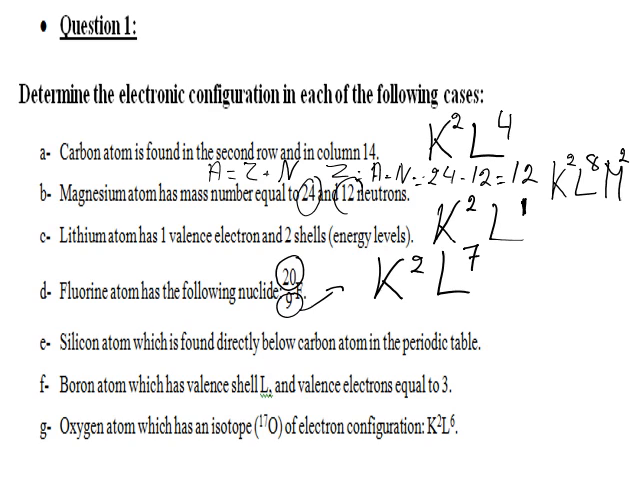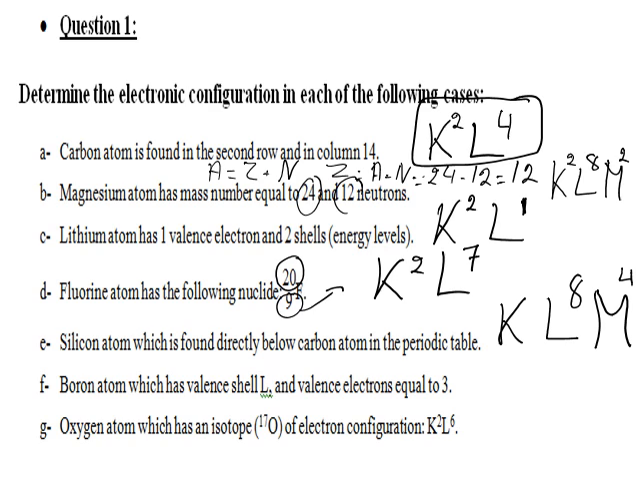Silicon atom, which is found directly below carbon atom in the periodic table. Below carbon atom in the periodic table, they have the same group. They have one more electron shell or energy level. So it's K, L. We have to add 1 over this. K, L, here we have M. Same group, so they have the same valence electrons. So 4. In order to be full, we have to move to M. We can't move to M without the full mark for L, so it should be 8. Here we have 2. So it's K2, L8, M4.